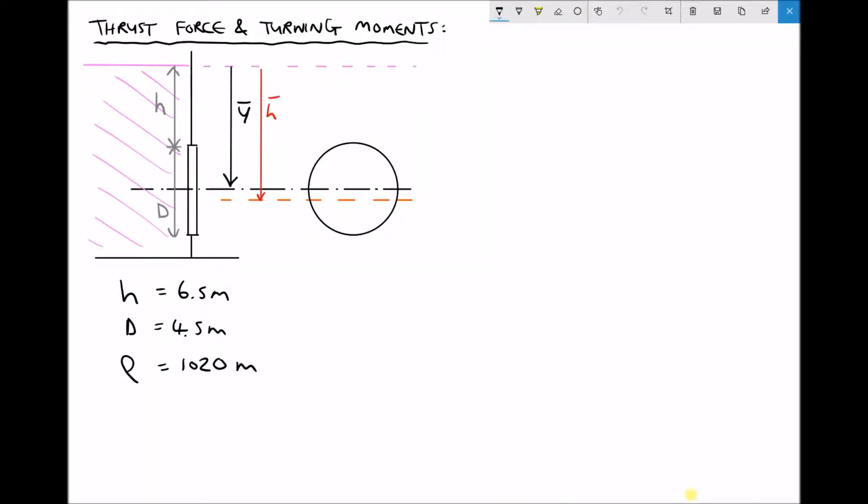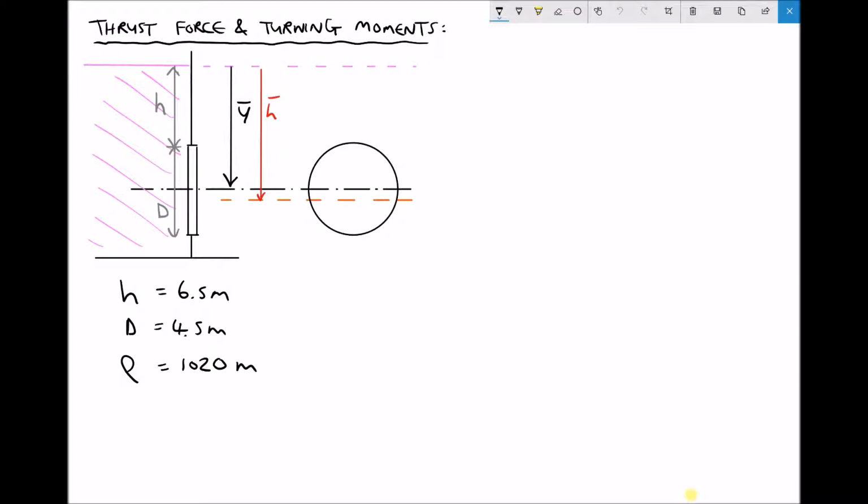In the previous video, we calculated thrust forces and overturning moments for submerged square surfaces. Now we're going to repeat those calculations, except this time we have a circular submerged surface. The circle on the right-hand side of the diagram represents the surface when viewed from end on, whereas the rectangle on the left-hand side represents the circular surface when viewed from the side.